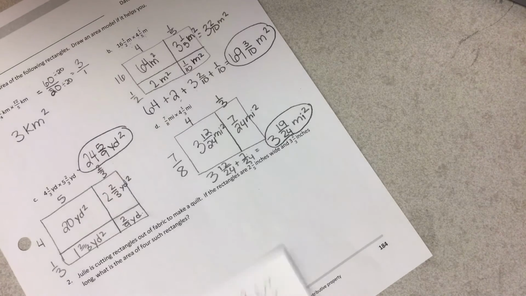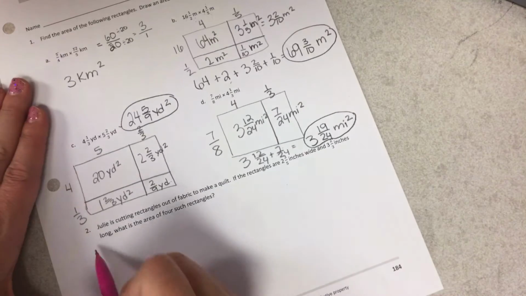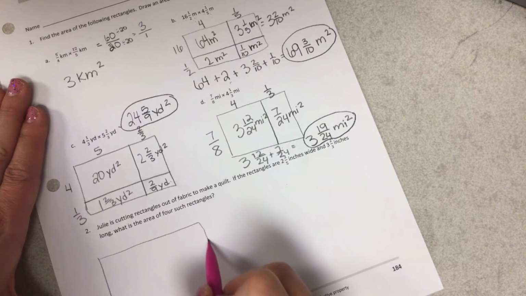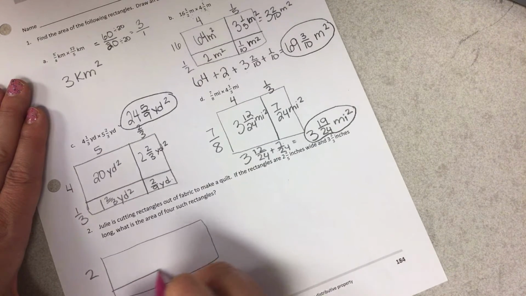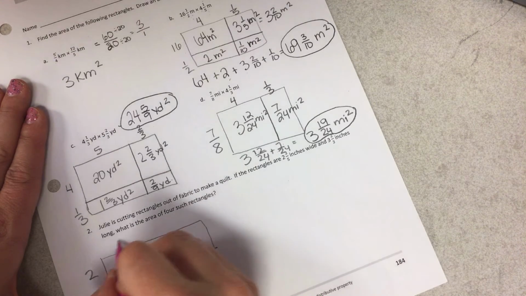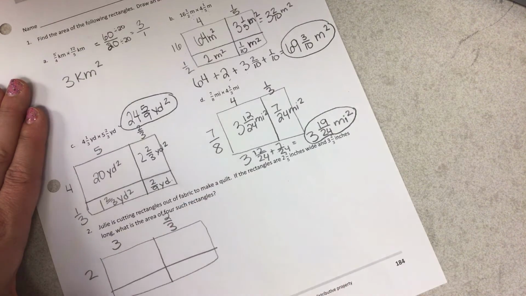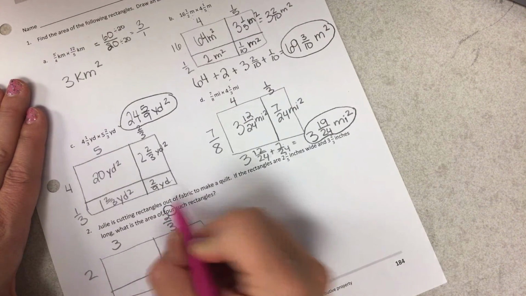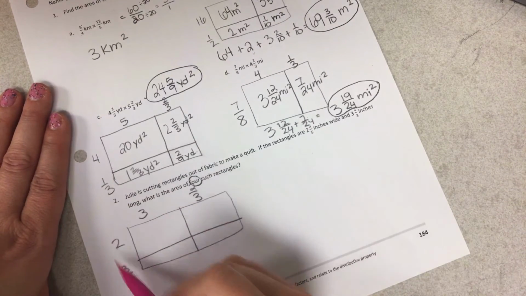Okay, pretty simple. This next one, I really don't need any scratch paper because I do have quite a bit. It says, Julie is cutting rectangles out of fabric to make a quilt. Okay, so it says if the rectangles are 2 and 3/5 wide and 3 and 2/3 inches long, what is the area of 4? So when I find this, I'm going to find the area of 1. But then what I'm going to want to do is multiply it by 4 because I'm going to have 4 of them. So I'm going to go ahead and figure out what the area of 1 is.